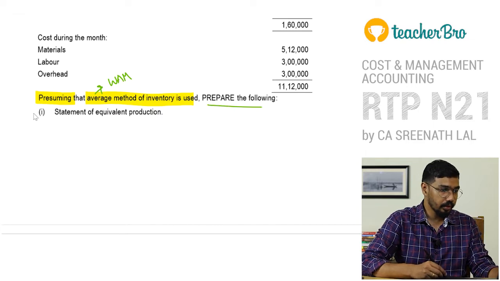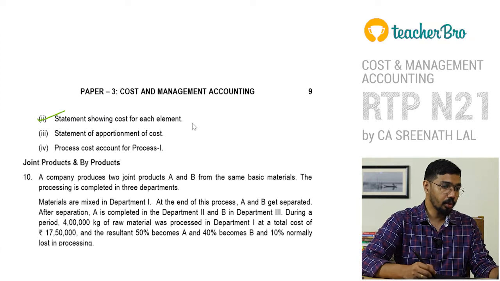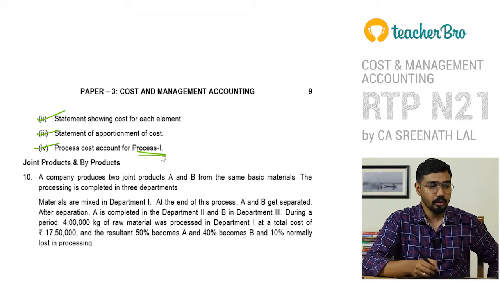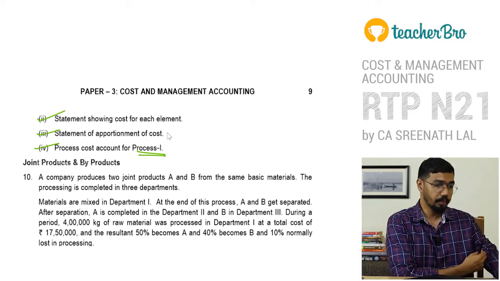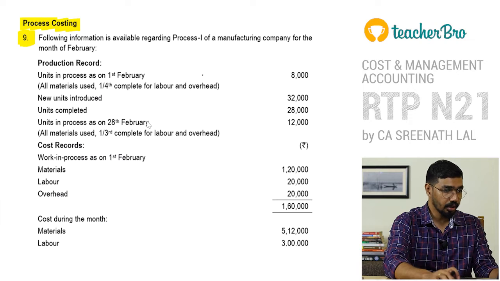Prepare the following. First one, statement showing equivalent production, statement showing cost of each element, statement showing apportionment of cost, and prepare process cost account for process 1. So process cost account needs to be prepared. Okay, so first let's prepare the chart.